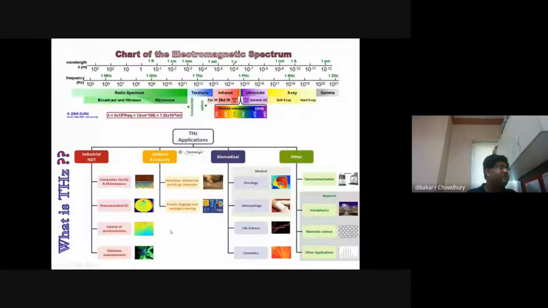So for example, terahertz can pass through dielectrics almost without any loss. So this can help you with non-destructive testing. So for example, composites and maintenance, pharmaceutical quality check, even in control of semiconductors. In semiconductors, when we make the chips, a lot of faults may come up. So cracks come up. So how to detect them? Terahertz can do that. Thickness measurement.